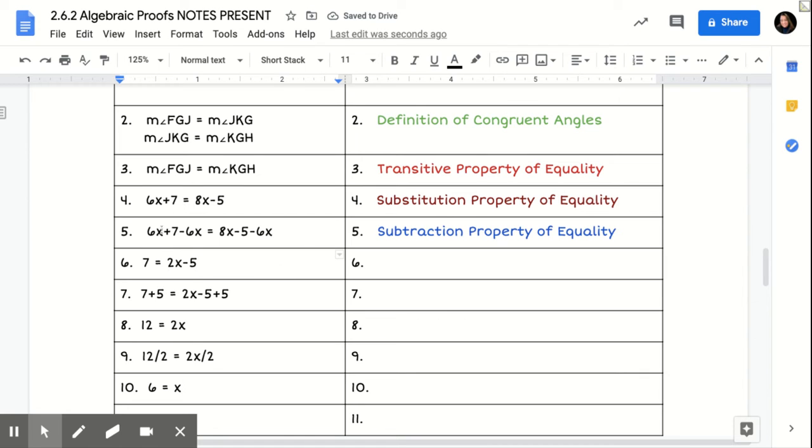Now in the next step, they just did the calculations for each of these. So combine the like terms, that leaves just 7 on the left. Same thing on the right, combine the like terms, that leaves 2x minus 5 on the right there. When you combine like terms, essentially you're replacing each side with something that it's equivalent to. So that would be the substitution property.